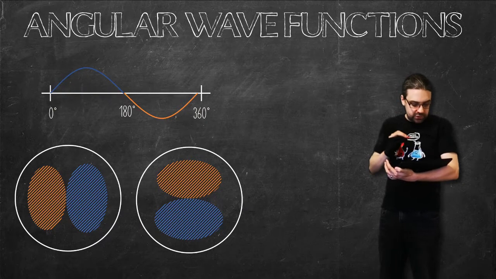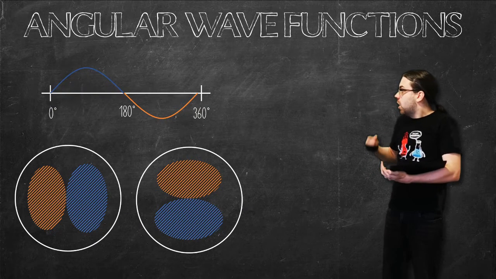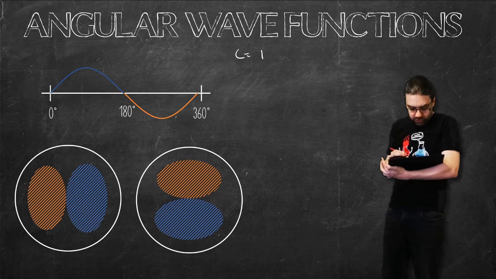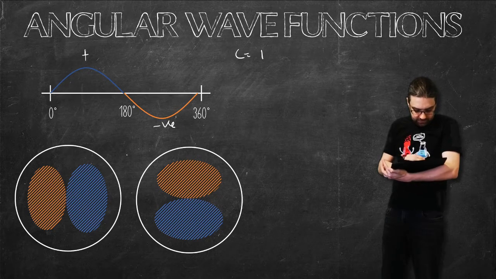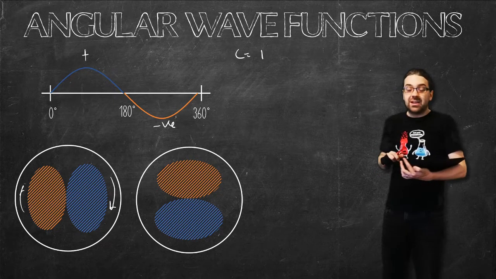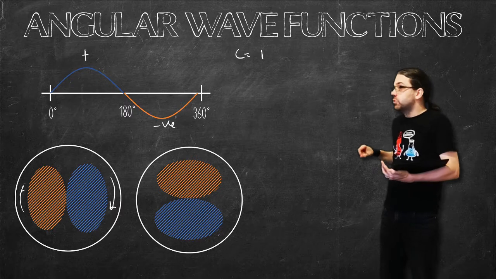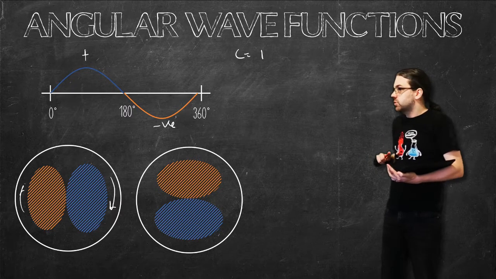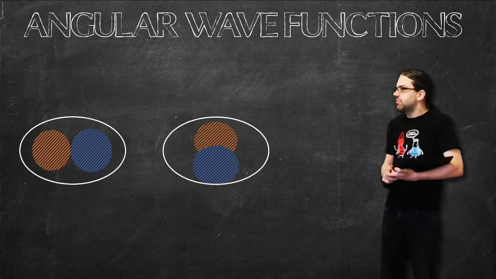We know going from 0 to 360 degrees, with this where L equals 1, well, we go from positive to negative, and therefore it must go from positive to negative as we spin around. That justifies the shape of these orbitals, at least in 2 dimensions. Let's look at this from a slightly different angle.